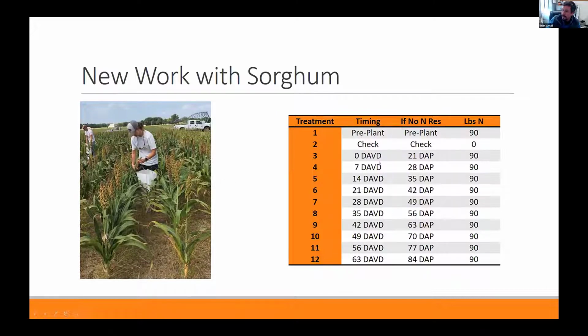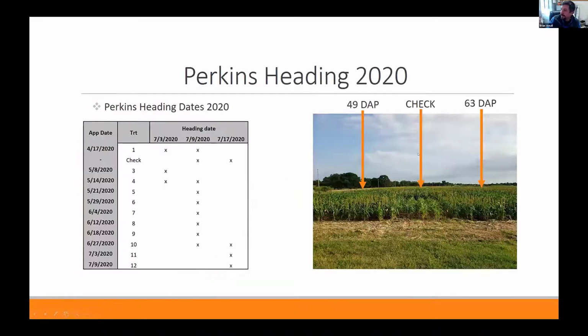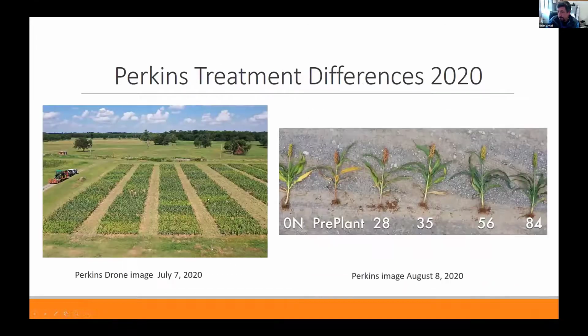So delayed timing, basically, we worked at the timing of 21 days after planting up to 84 days after planting on application. A lot of this is well after boot and into heading. We have significantly impacted heading dates when we have a nitrogen deficiency. By delaying nitrogen in a significantly deficient system, you will delay heading by about a week.